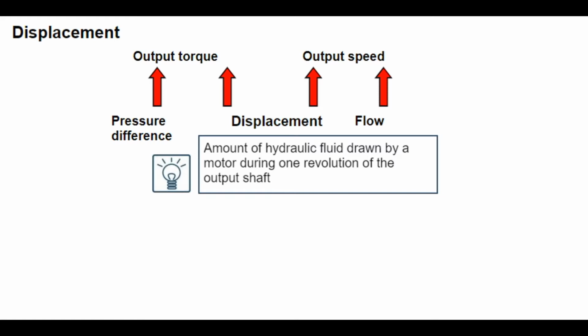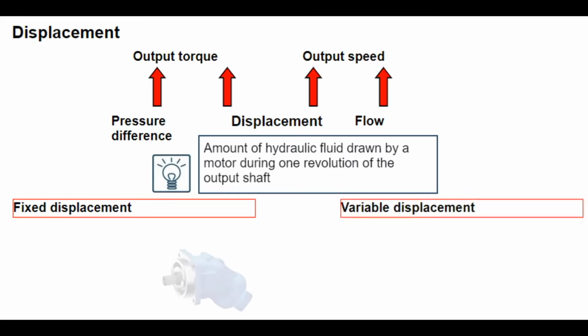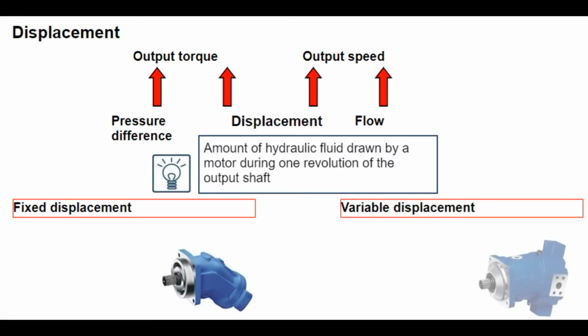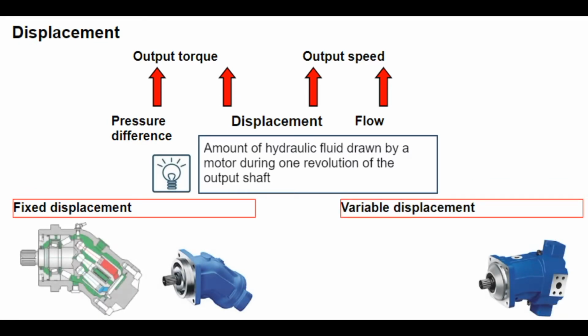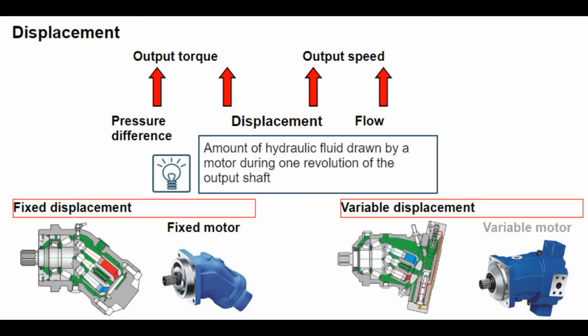If displacement is variable, output torque and output speed can be adjusted at the motor to suit the needs of the working elements. This is why there are hydraulic motors with fixed displacement and motors with variable displacement. Examples of these are the two axial piston motors, one fixed and the other variable. Variable motors can adjust displacement infinitely between a minimum and a maximum value, depending on their design.